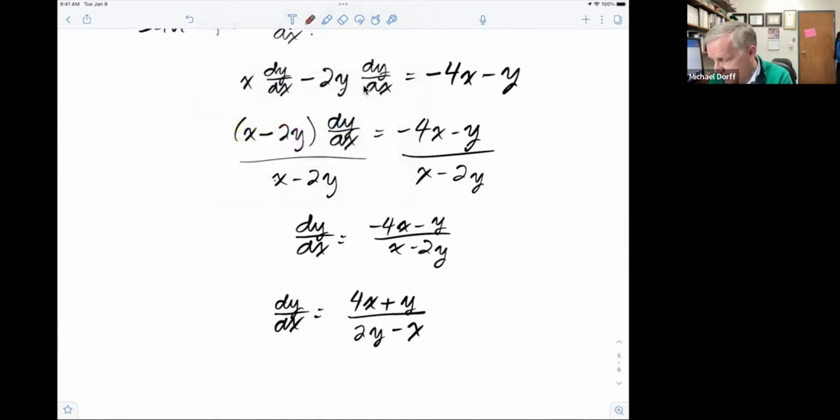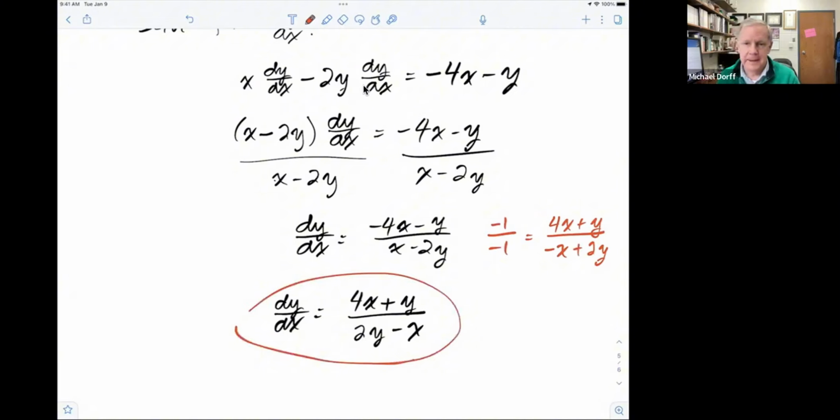Well, what they probably thought in their mind is that they don't like all the minus signs on the top. So they're going to multiply the top and the bottom by -1. And when you do that, you get 4x plus y on the top, and you get a minus x plus 2y on the bottom. And then also the book probably doesn't like to have a negative x first. So in the denominator, they're going to switch the order of the negative x and the 2y, put the 2y first. And that's why they probably have an answer like that.